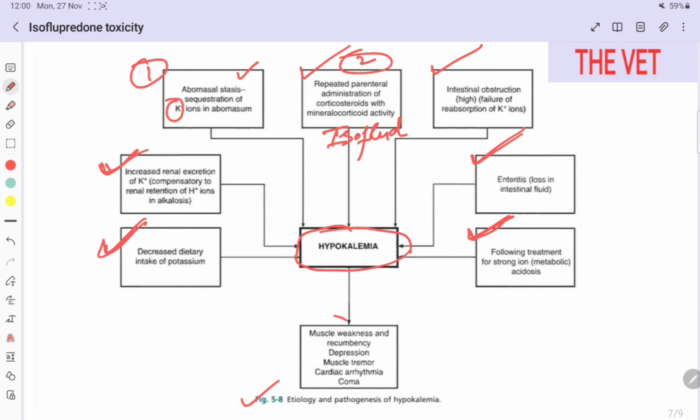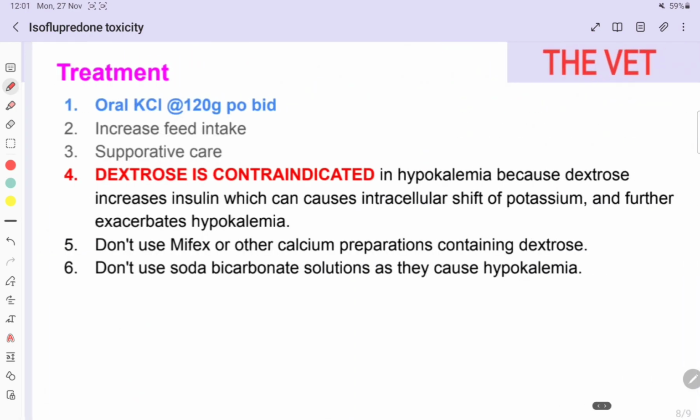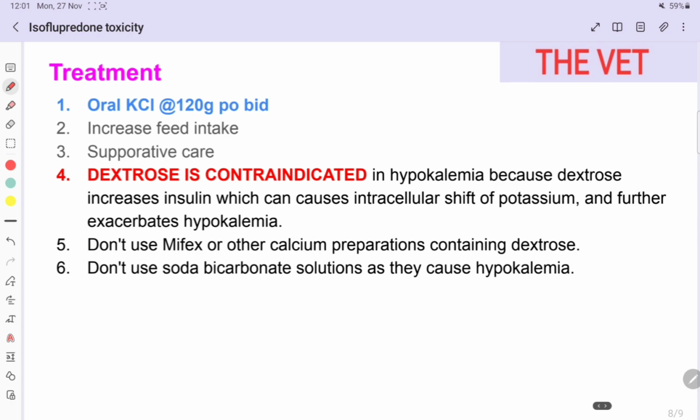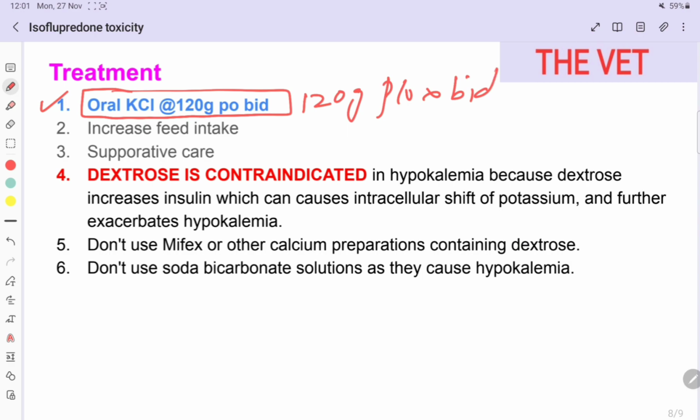And when hypokalemia occurs, what happens? These are the clinical signs: muscle weakness, recumbency, depression, muscle tremor, arrhythmia, and finally coma. Now, what is the treatment for hypokalemia? It is oral potassium chloride 120 gram, to be given 2 times a day. We have to increase the feed intake, and we have to give supportive care like tonics.